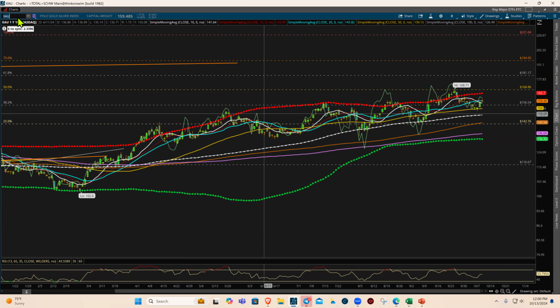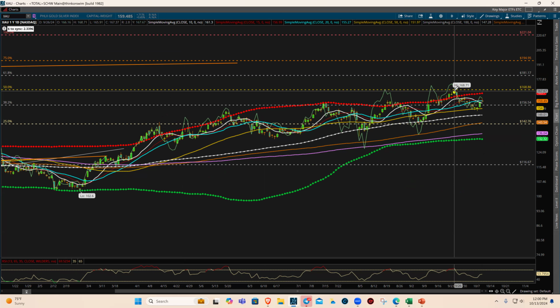So that's an interesting development there. I think it was just due. It was a little overdone, a little stretched, a little overbought. I think they made the case it was probably due for something, and it just happened, I guess, after we went around when we were talking about it.